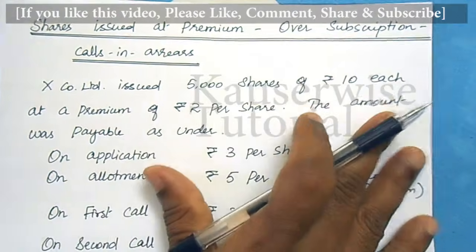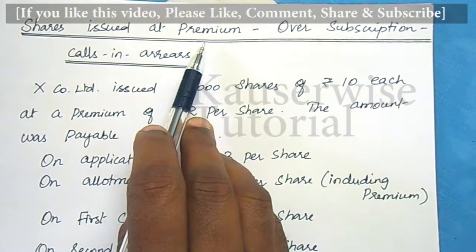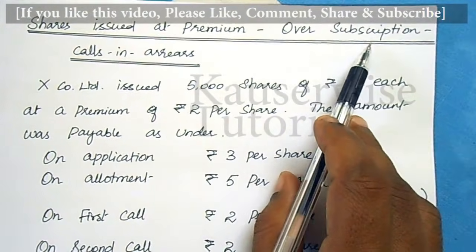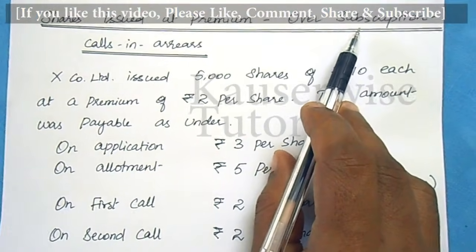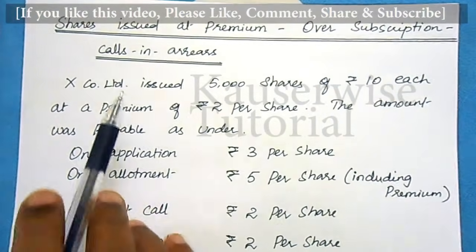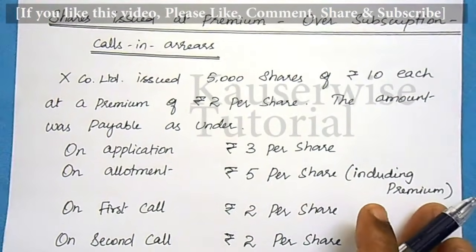In this problem, we have discussed the issue of shares at premium, and we know the procedure to show premium in the balance sheet. And this one is oversubscription. When the company receives excess applications, the company will go for pro-rata allotment. And in this problem, we have seen calls in arrears. So I hope you all understand this concept. Thank you.